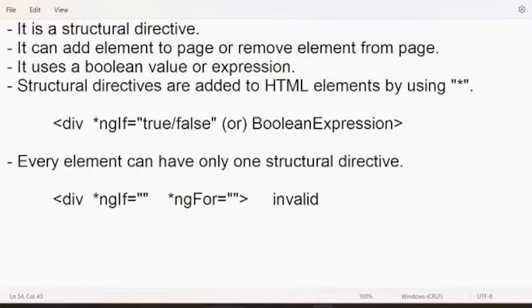Inside that you can have another. That means nesting can be there, but multiple on the same element cannot. I will show you nesting, but you cannot add a structural directive to an element if it already has one. That is important. Now let's see how this works in our example.